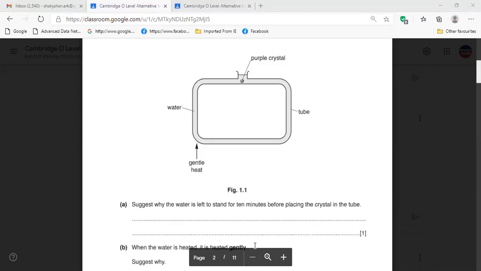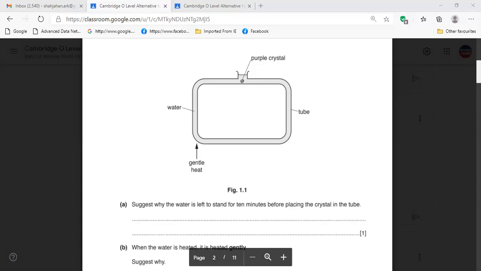Hello. Tamjid and Abir. What you wrote here in A, question 1A. Have you tried question 1 and 3? Hello. Yes, sir. I wrote so that we are allowing the water to get settled.